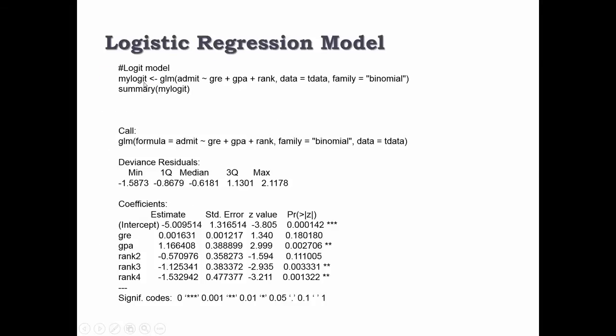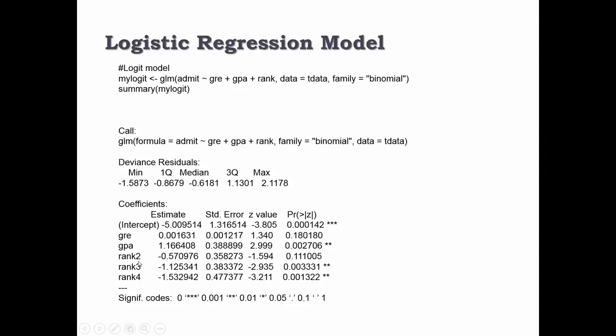Now, if I run my model, let me call my logistic regression model as my logic. And then I will run this. And if I summarize my logic, this is the outcome I get. So you will notice that the GRE variable probability value has no star, meaning GRE is not statistically significant. It is not really contributing significantly to the model. GPA has 2 stars, so obviously it is contributing significantly to the model.